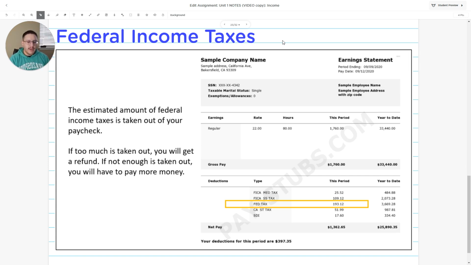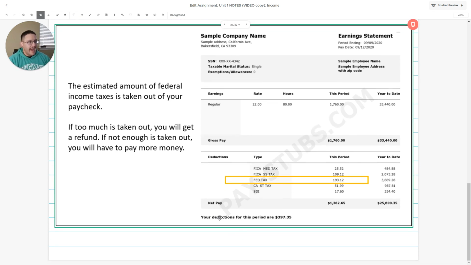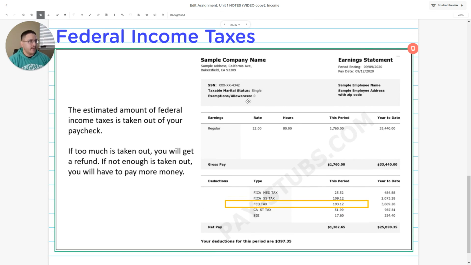However, you will be responsible for reporting it, at least when you file your taxes using your W-2 form. So when you file everything, there are certain programs that will calculate everything, and depending on what has been taken out, what's been given or not given, you may be owed a refund, or you may have to pay more to the government, depending on your situation. So let's look at some things regarding the federal income tax.